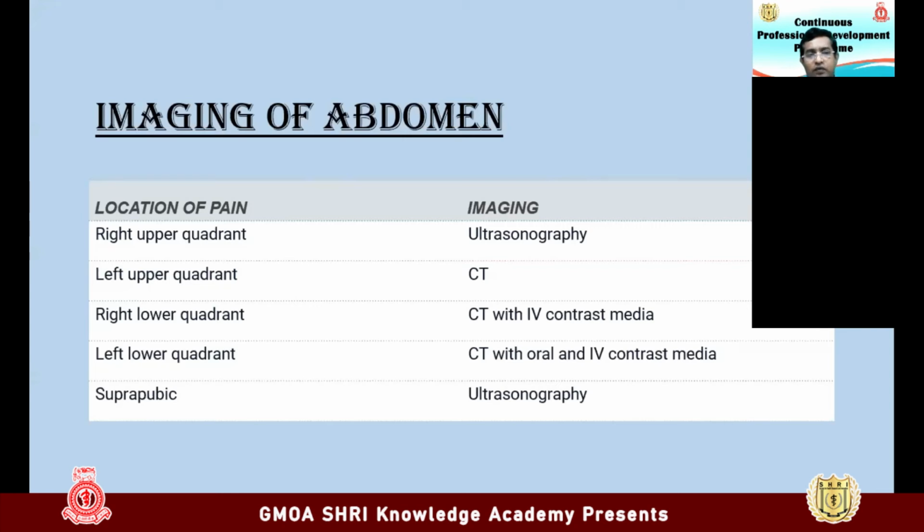When in areas where the bowel is there, it's better to do a CT scan. For example, left upper quadrant and left lower quadrant. Depending on the pathological process, we can add contrast, either IV or oral contrast, for you to have a proper assessment of the underlying pathology. So the suprapubic region, we know it's the bladder and uterus, the organs are there. So ultrasonography is helpful for you to have a reasonable understanding about the patient.